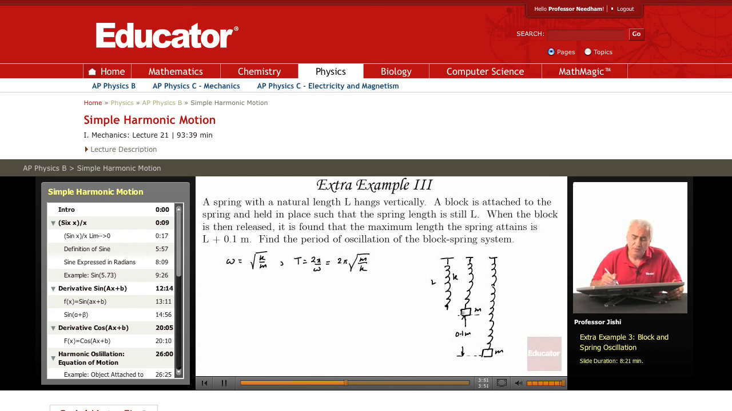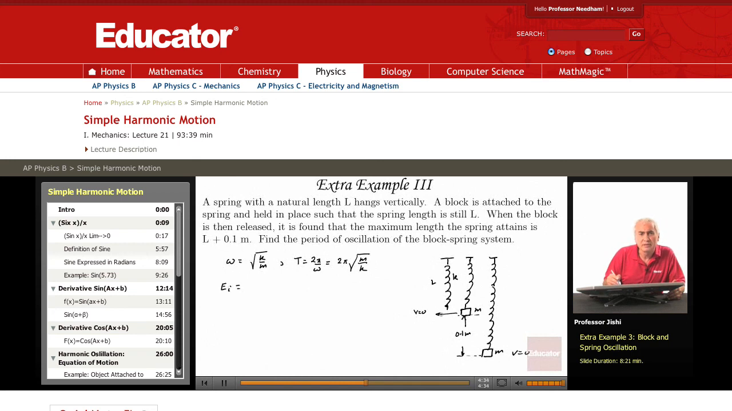Notice this is released from rest. So v here is 0. And when it reaches the maximum extension, so it can't go any further down, it means also that its v is 0 here. If the velocity here is not 0, it will continue to move down. So I can apply conservation of energy. I can apply the energy here. E initial is equal to E final.